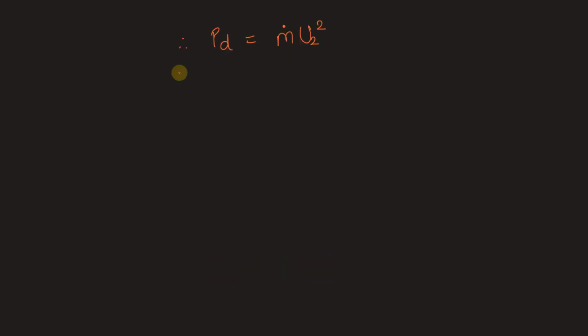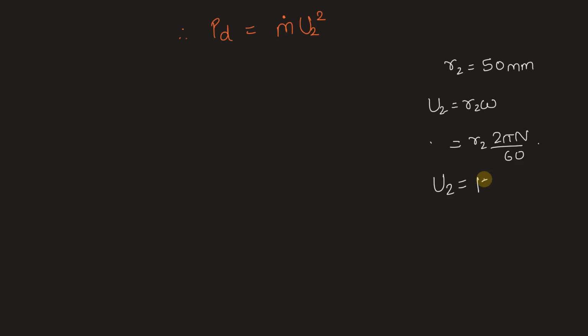u2 square. Now as the outlet radius is given to us to be 50 mm, we can calculate u2. u2 is nothing but r2 omega, which is equal to r2 times 2 pi N by 60. We have u2 as 15.707 meter per second. Just rearranging this equation, we get m dot, that is mass flow rate, is equal to power developed divided by u2 square.